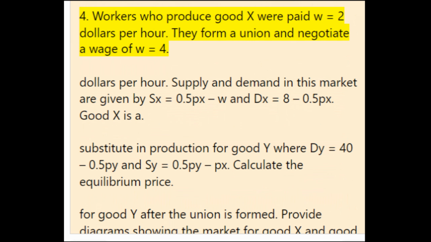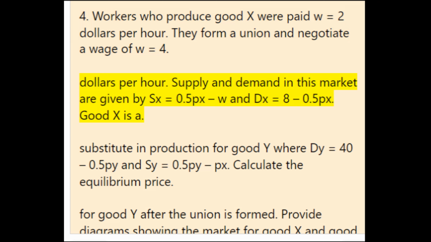4. Workers who produce good X were paid W = $2 per hour. They form a union and negotiate a wage of W = $4 per hour. Supply and demand in this market are given by Sx = 0.5Px - W and Dx = 8 - 0.5Px.